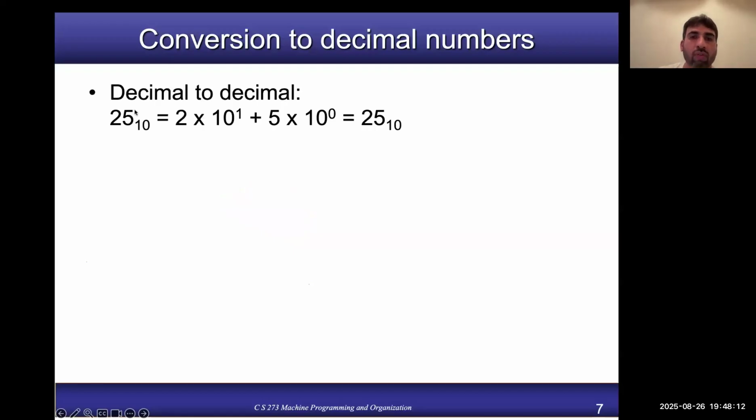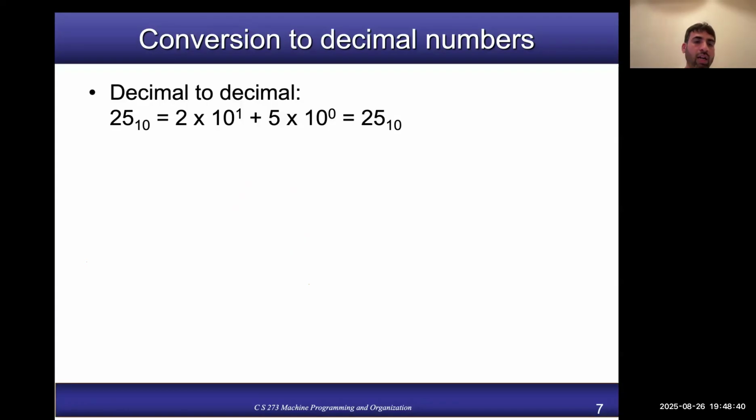Okay, now how can we convert numbers to decimal? For example, if you have a number in the binary system, how can you convert it to a decimal number, or how can you convert from hexadecimal to decimal, or from octal to decimal? Let's try this, but first starting with conversion from decimal to decimal. What does that mean? Let's say you have 25 in the decimal system. How can we convert it?